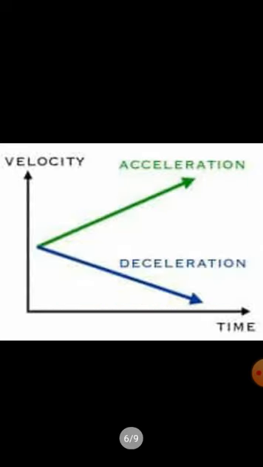So, we have seen that acceleration can either be positive or it can be negative. When the velocity of the moving body increases, it has positive acceleration, and when the velocity of the moving body decreases, it has negative acceleration. The negative acceleration is also termed as deceleration or retardation.